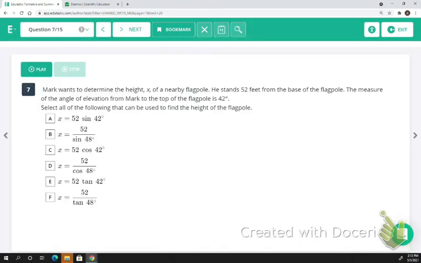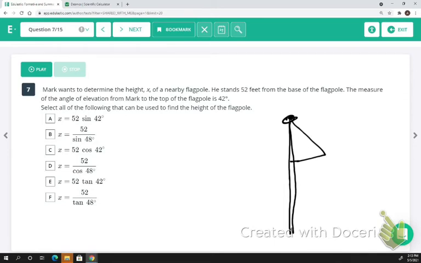All right, here it says that Mark has to determine the height x of a nearby flagpole. He stands 52 feet from the base of the flagpole. The measure of the angle of elevation from Mark to the top of the flagpole is 42 degrees. Here I don't have an illustration, so I want to go ahead and just sketch. So here's my flagpole. There's going to be a flag on it.